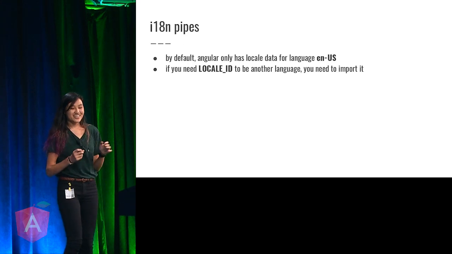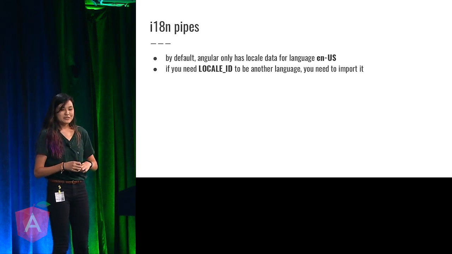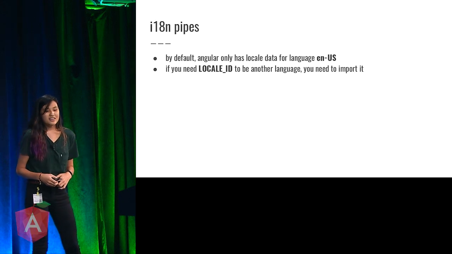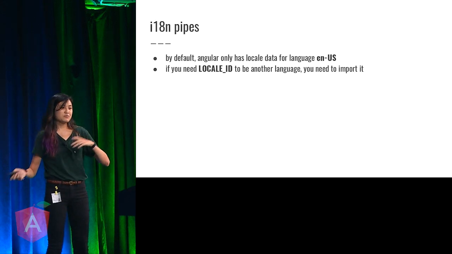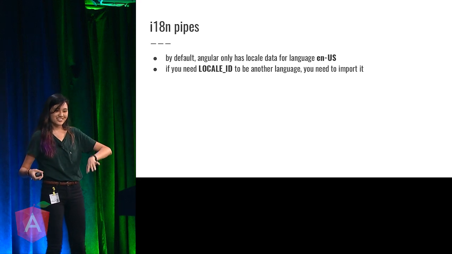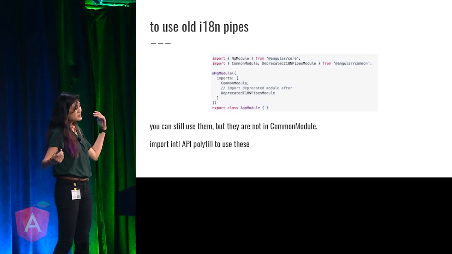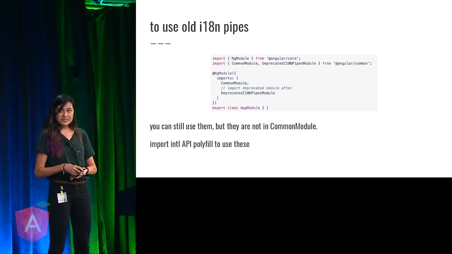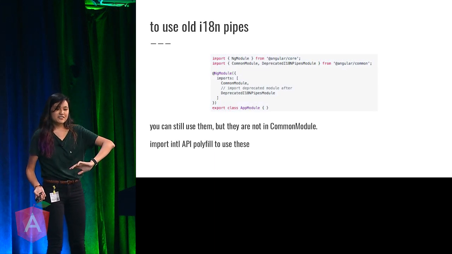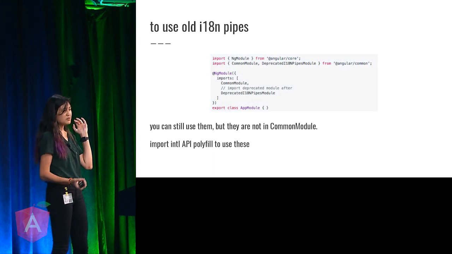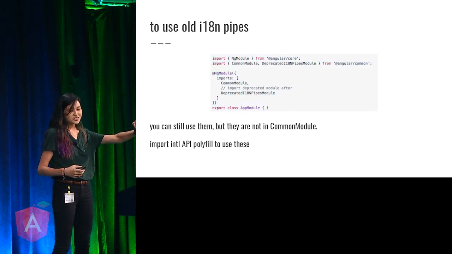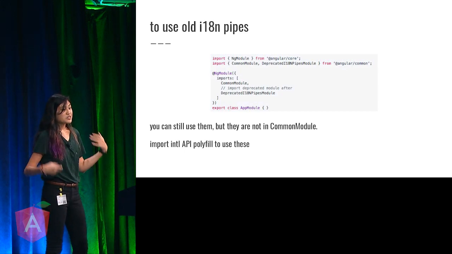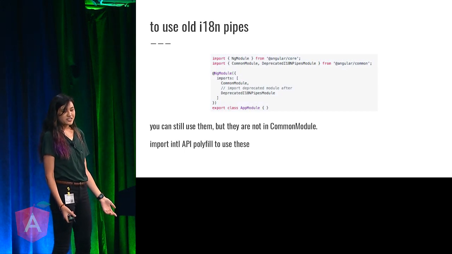Okay, so i18n and pipes. By default, Angular only has locale data for the English US language. So if you need a locale ID to be another language, you need to import it, because we're no longer using the Intl API. But you can also use the old i18n pipes. You can still use them, but they're not in the common module. You have to pay close attention to the import order. You have to import the common module first and then the deprecated i18n pipes module. You also have to import the Intl API polyfill to use these.